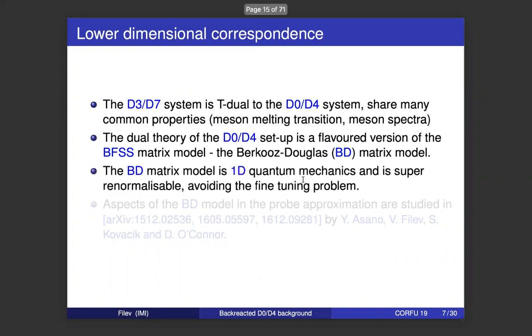So we decided, well, let's consider a lower dimensional version of the D3-D7 system. The D3-D7 system is T-dual to the D0-D4 system. And that's why we said, well, let's study the D0-D4 system. But that is known already. Berkus and Douglas constructed such a matrix model. Their motivation was the fact that the BFSS model is related to M theory.